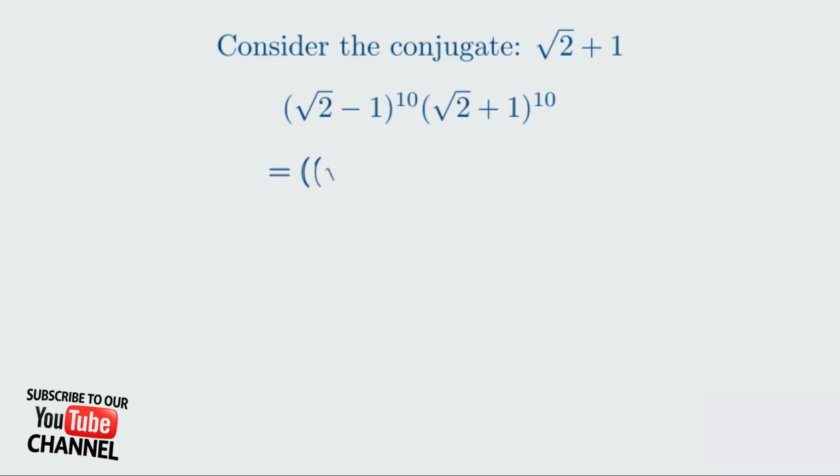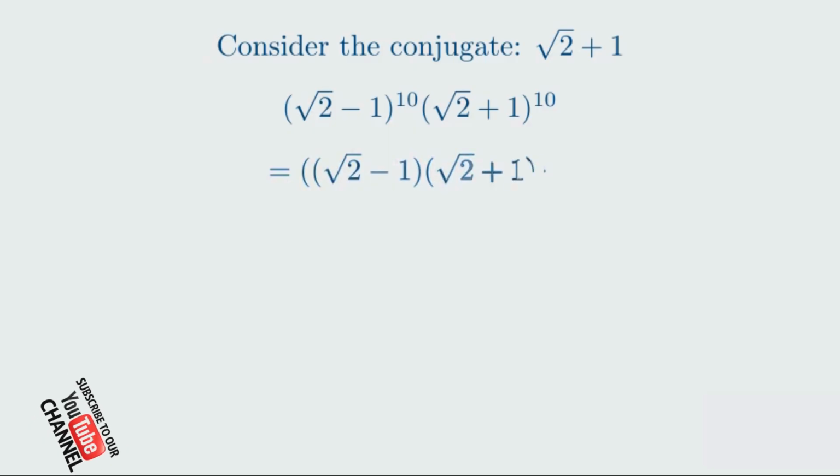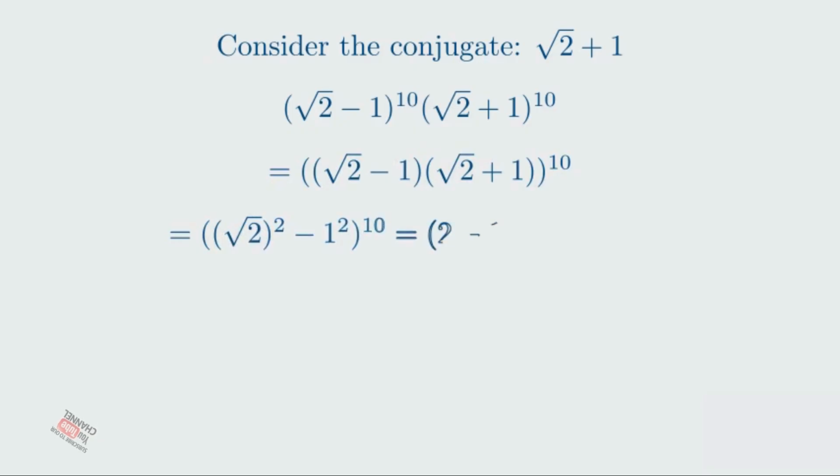This becomes the quantity square root of 2 minus 1 times square root of 2 plus 1, all raised to the 10th power. The term inside the parentheses is again the difference of squares. So it simplifies to 2 minus 1, which is 1. We are left with 1 raised to the power of 10, which is just 1. This gives us a fantastic relationship.